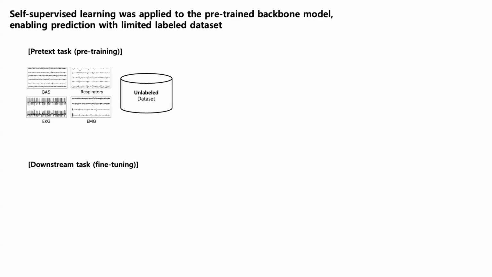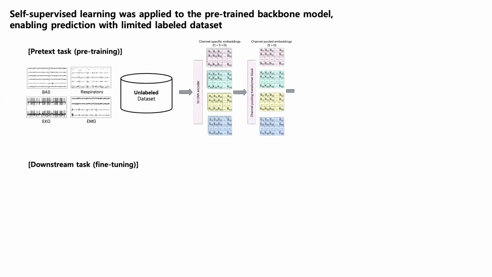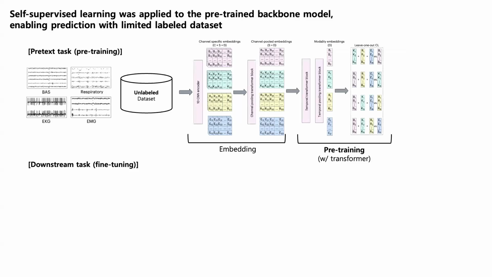Okay. And then they proposed the self-supervised learning applied to the pre-training backbone model, enabling prediction with the limited label dataset. In the self-supervised learning, there are two parts. First one is the pretext task, and the other one is the downstream task. In the pretext task, there are several unlabeled datasets to train an embedding model, embedding layer. After that, we apply contrastive learning to train a transformer model. That is the backbone model.